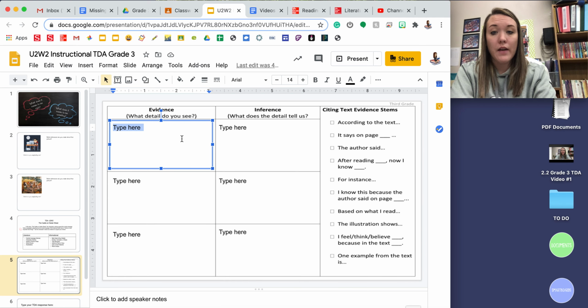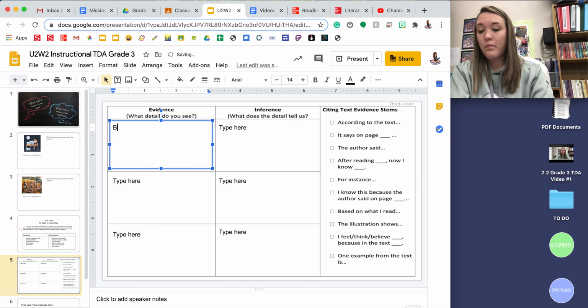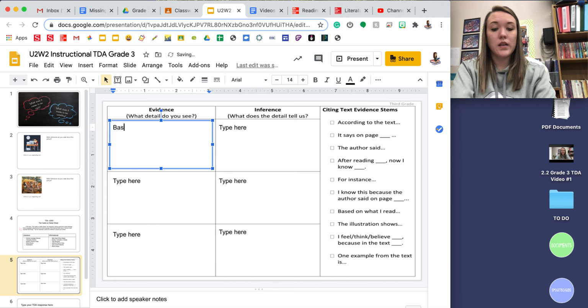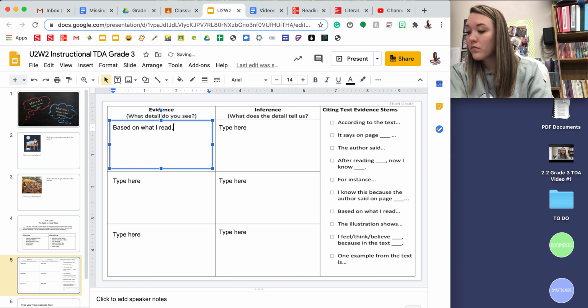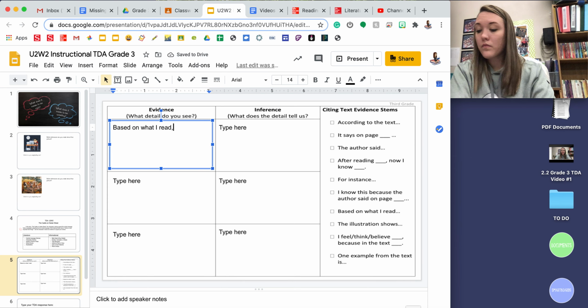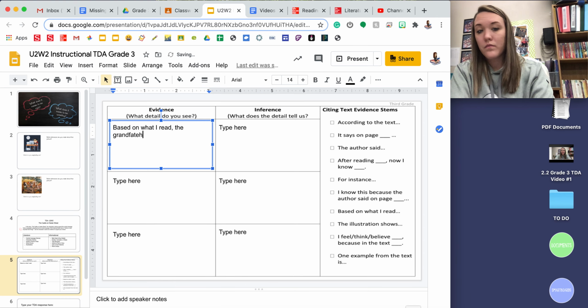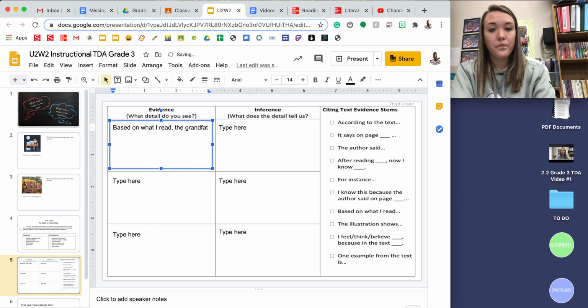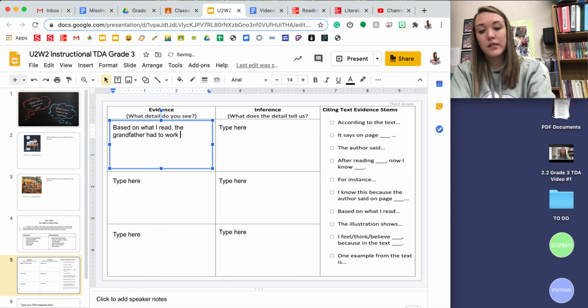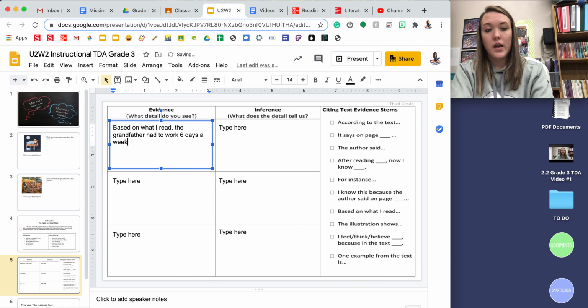So in my first evidence box, I am going to use the sentence stem, based on what I read. The grandfather had to work 6 days a week and 14 hours a day to be able to provide for his family.